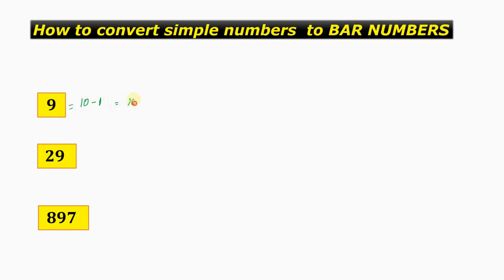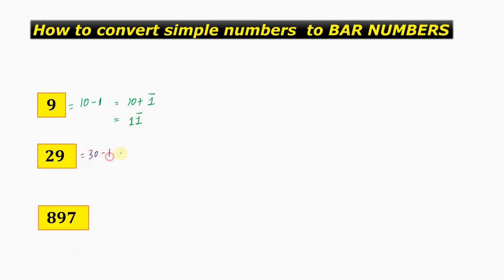Now let's move on. Now we will see how to convert simple numbers to bar numbers. Okay. So now first of all we have 9. 9 can be written as 10 minus 1, which can be written as 10 plus 1 bar, and which can be written as 1 bar. Is this okay? Let's move on.